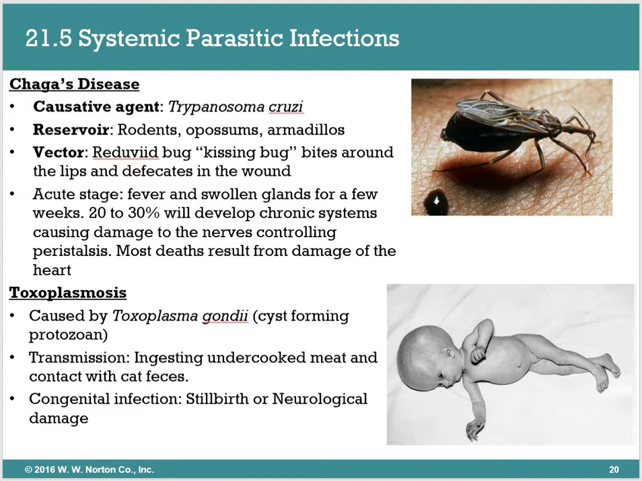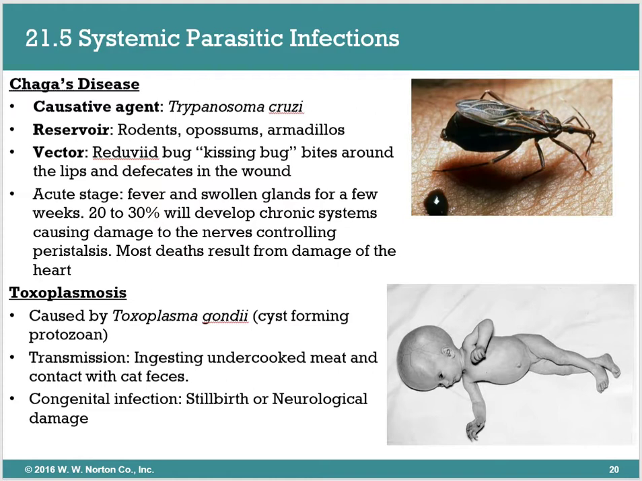And then we have toxoplasmosis. So toxoplasmosis, we do see this in the US, because it is actually transmitted through uncooked meat and then also through cat feces. So it's caused by T. gondii. So it's a cyst-forming protozoa. So it forms like little, they're not tumors, but they're kind of like tumors where they're like bubbles on you essentially. So you'll get it through ingesting undercooked meat and then also coming in contact with cat feces.